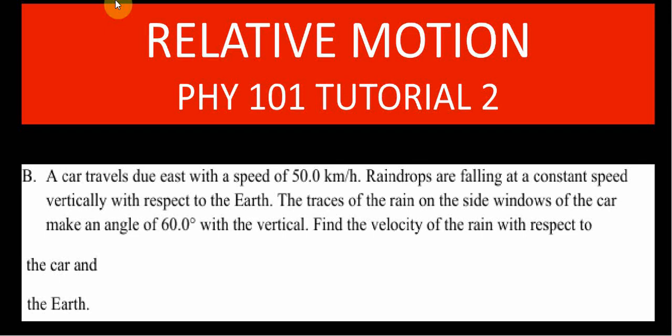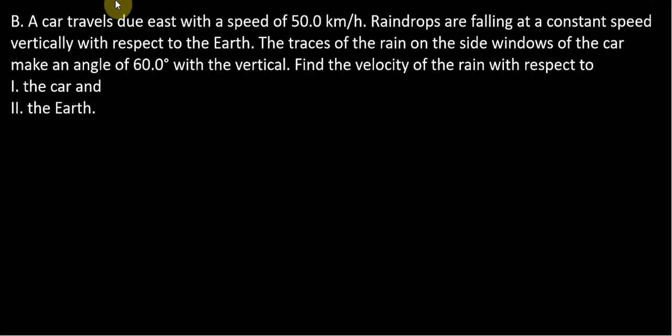Okay, so in the second video, we'll be looking at still the rate of motion, but with a different type of question. So you have this question here, which says a car travels east with a speed of 50.0 kilometers per hour. Then raindrops are falling at a constant speed vertically with respect to the earth. The traces of the rain on the side window of the car make an angle of 60.0.